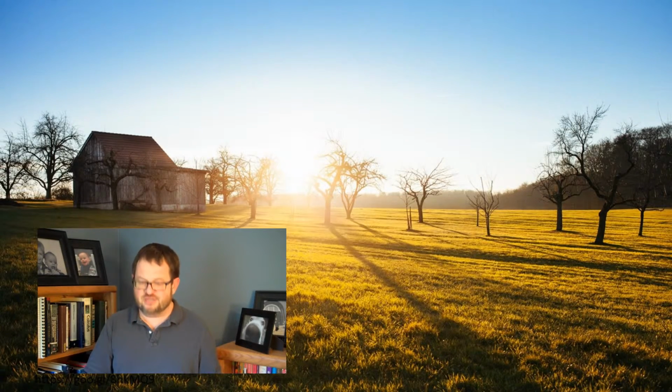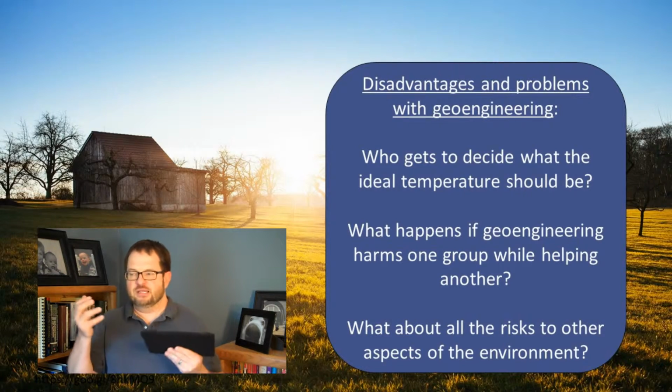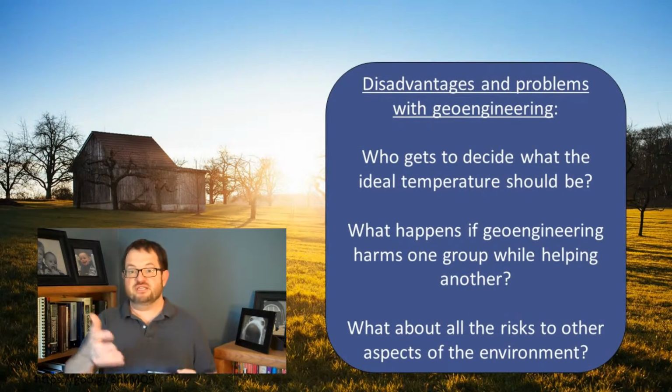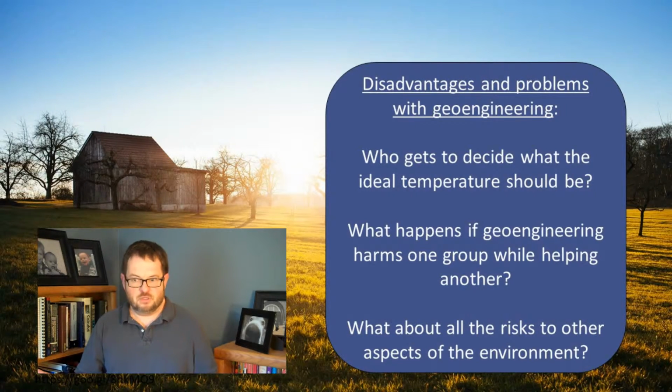There's plenty of disadvantages and problems with geoengineering. Probably the biggest one is who gets to decide what we end up aiming for here. I mean, the truth of the matter is, if we came up with a geoengineering scheme, we'd be aiming for some different global temperature, like the global mean temperature in 1950, or the global mean pre-industrial temperature. But you know what? No matter what we aim for, it's not perfect for everybody.